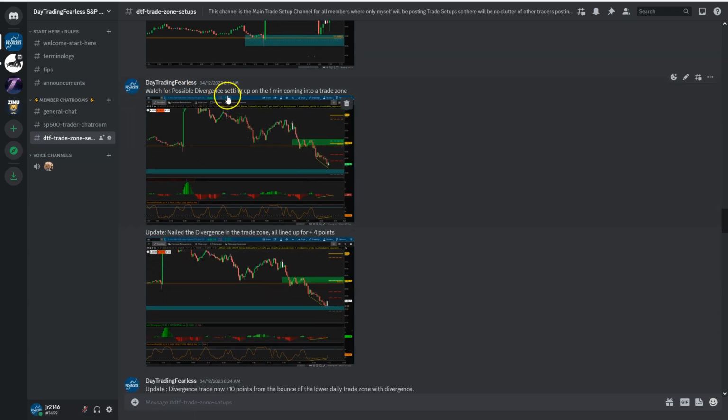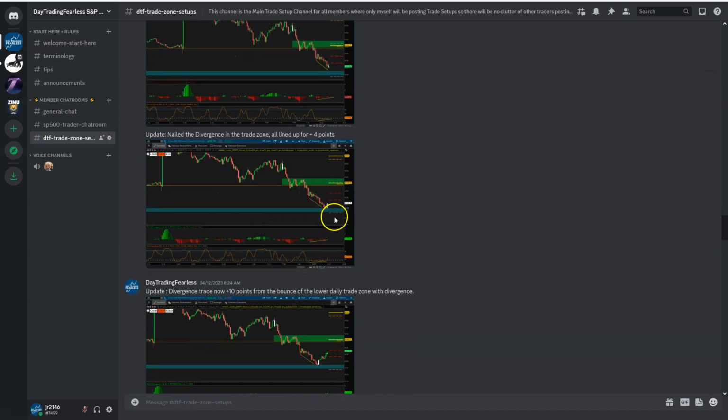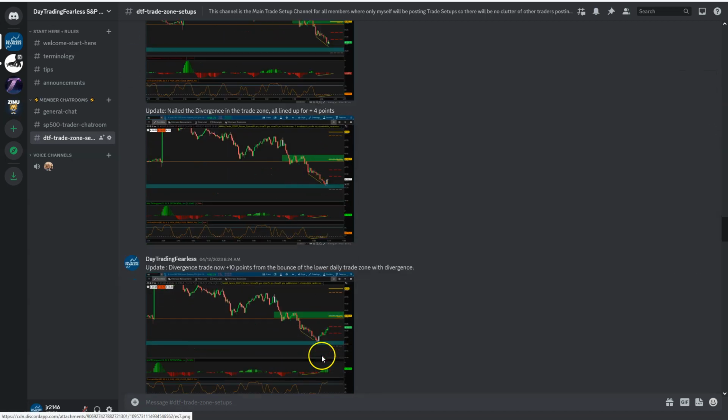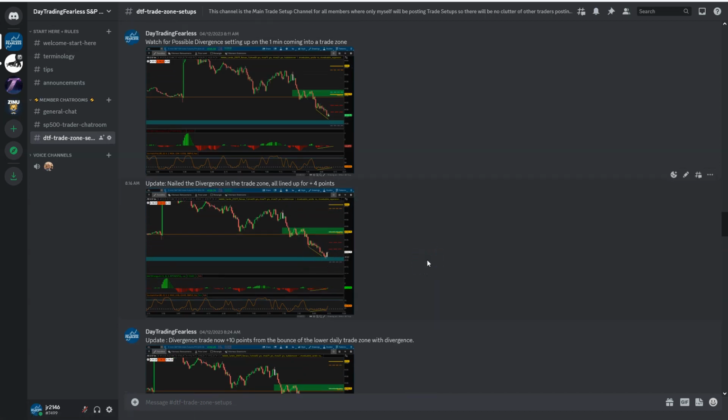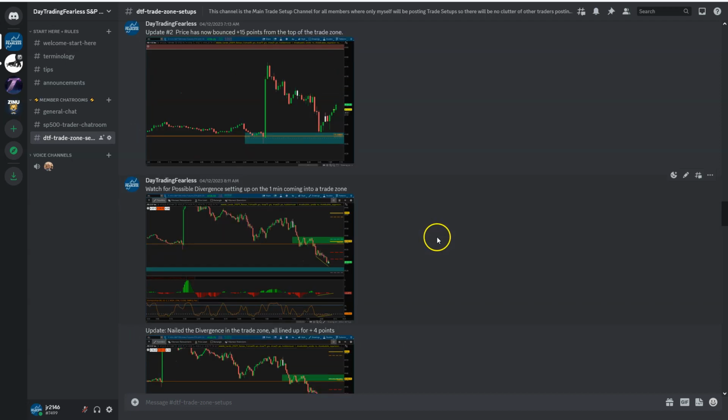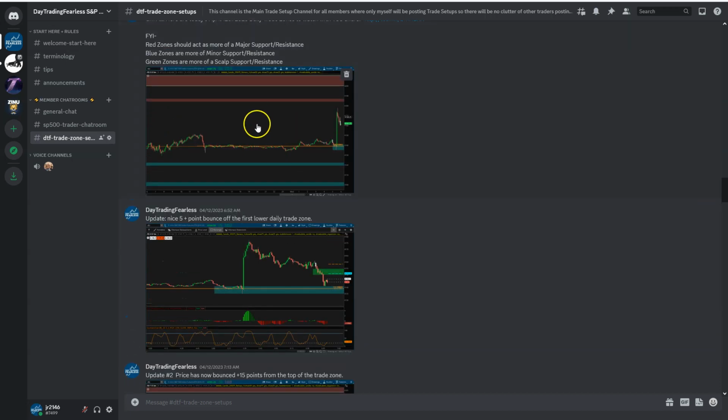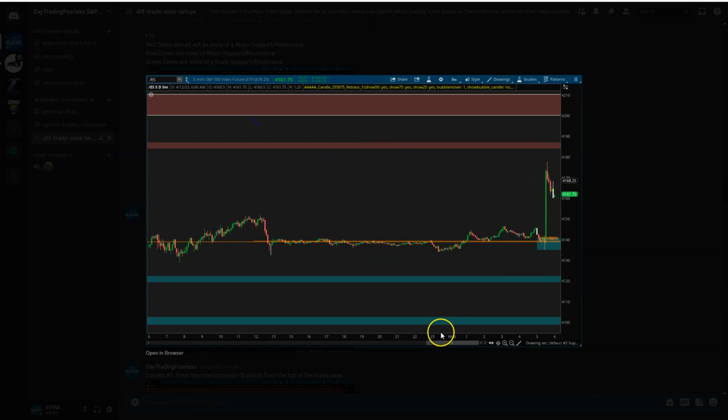I will also say, watch for divergence trade setups into zones. Look at the bounce that we had on this one. I'm not going to update these all the time. The other thing I will say is in the morning when I post trade zones, every trade zone is an active trade zone and independent of itself. So you don't need to ask me in the chat, hey, is this one valid? They are all valid, okay?